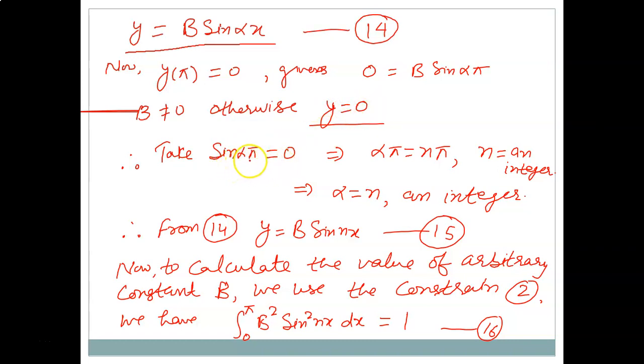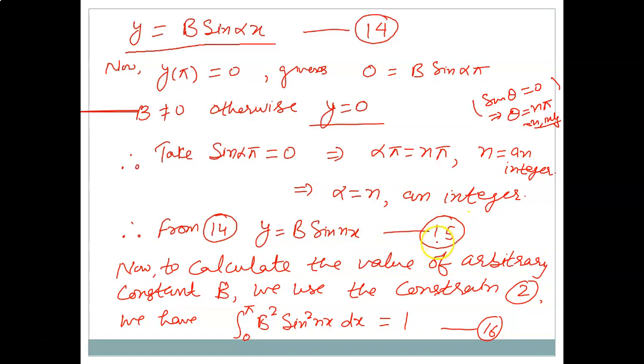But you know, in a trigonometric formula, whenever you have sine theta equal to 0, then theta equals n pi, where n is an integer. So using this formula, alpha pi equals n pi, pi goes with pi, so alpha equals n, where n is an integer. Now from 14, y becomes b sine nx. This is equation number 15.